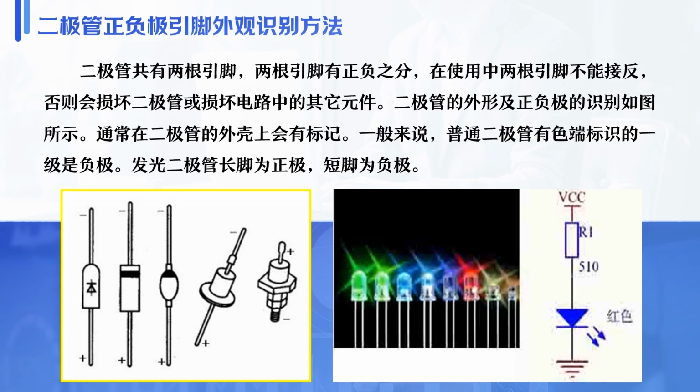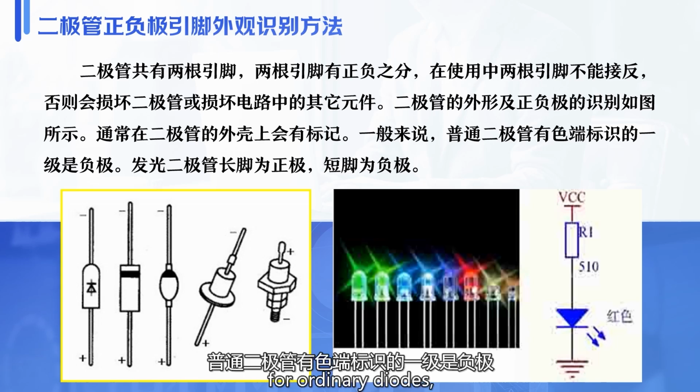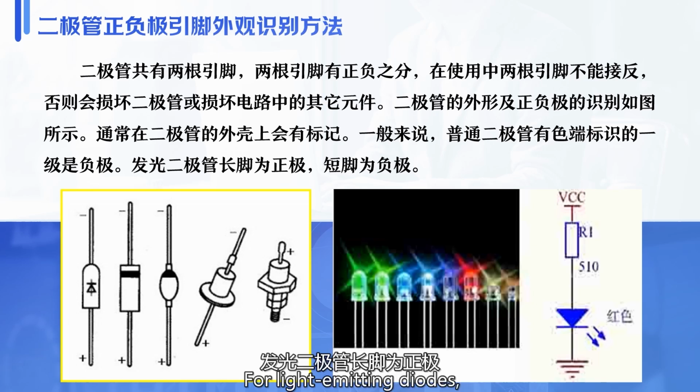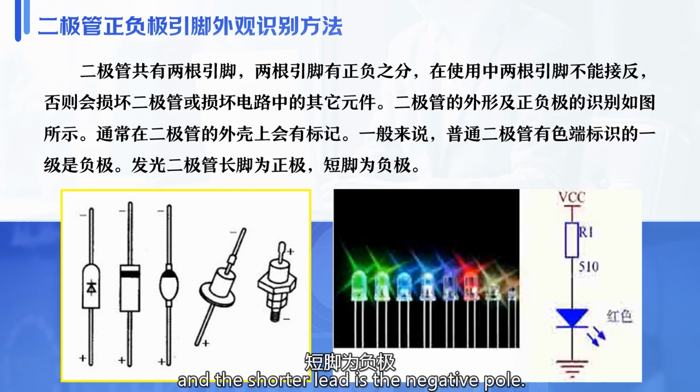Generally speaking, for ordinary diodes, the end with the colored mark is the negative pole. For light-emitting diodes, the longer lead is the positive pole, and the shorter lead is the negative pole.